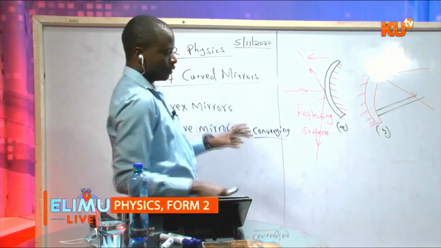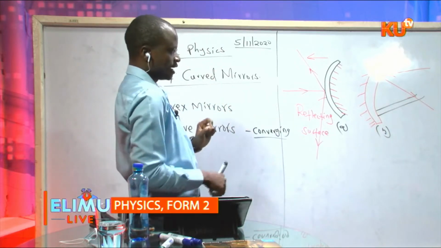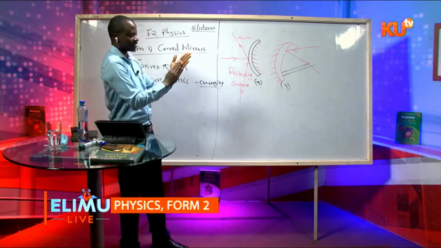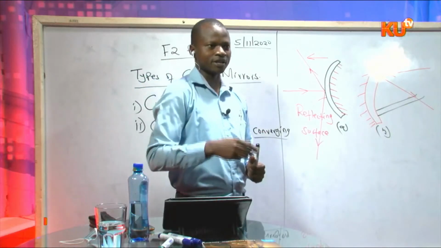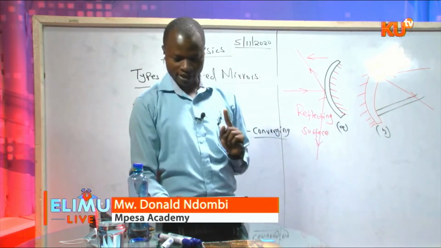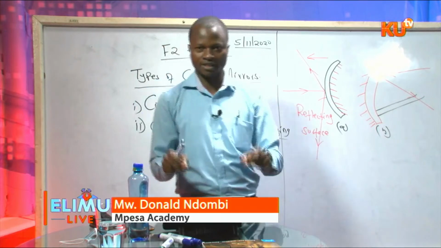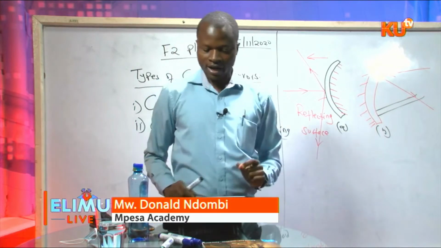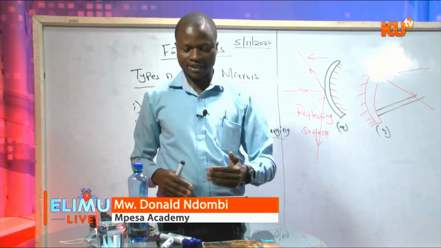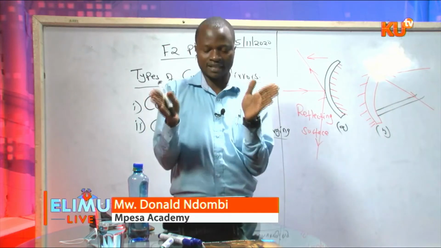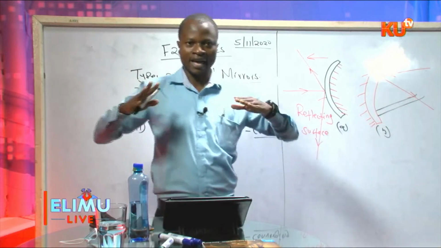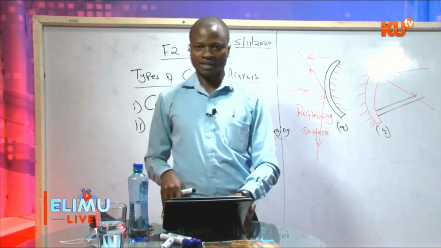And also in Form 4, you will look at lenses. So if you have a glass and you don't paint on both sides, it becomes a lens. But if you paint on one side, so that it is a reflecting surface, now it is called a mirror. So we are saying there are two main types of mirrors. One is called convex, another one is called concave. And the difference is we look at the reflecting surface. If the surface is curving inwards, that is called a concave mirror. And if the reflecting surface is curving outwards, that is called a convex mirror.